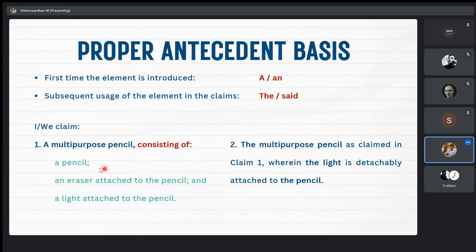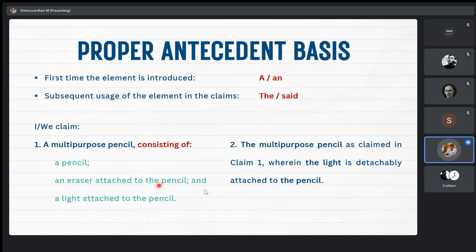A pencil, an eraser. So again, it's a new element. So 'a' or 'an', so 'an' because e is a vowel. So an eraser attached to the pencil. Okay. So this pencil that I'm talking about has a new eraser which is going to be attached to this pencil only. So a pencil, an eraser attached to the pencil, and a light. So it's a new element again. A light attached to the pencil.